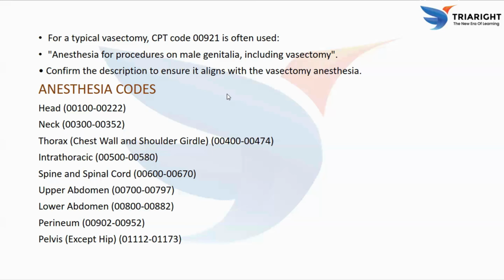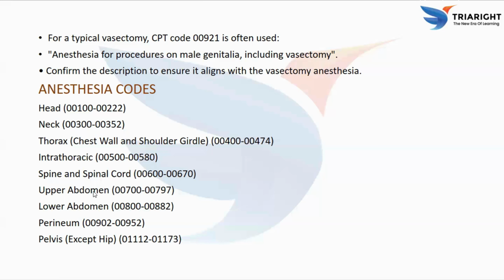Next is the thorax region, which is the chest wall and shoulder girdle, and it includes codes around 00400 to 00474. Under thorax, you can see anesthesia for procedures on rib, chest wall and shoulder area. Intrathoracic is 00500 to 00580, heart and lung surgeries. Next is spine and spinal cord. The code ranges are from 00600 to 00670. This includes back and spinal surgeries.